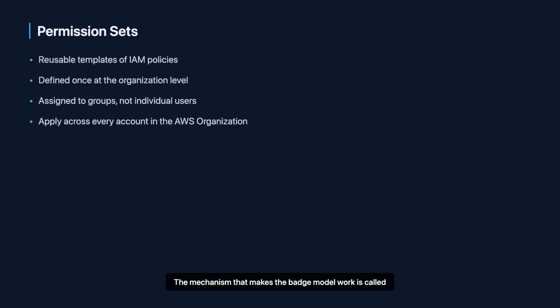The mechanism that makes the badge model work is called a permission set. A permission set is a reusable template of IAM policies: read-only, power user, billing admin, whatever you need. You define it once at the organization level, and then you assign it to a group, not to individual users. Once that's done, the same permission set can apply across every account in your Amazon Web Services organization. Assigning to groups rather than individuals is the documented best practice. Assigning per user recreates exactly the sprawl that Identity Center is supposed to solve.